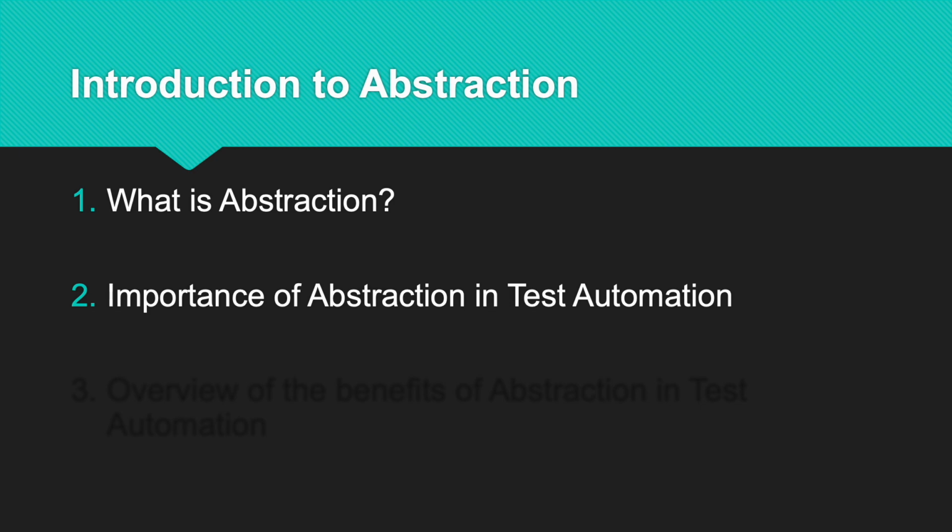The question comes in our mind why it is important to apply abstraction in test automation. The simple answer is it plays a crucial role in the work of a test automation engineer by enabling them to design, develop, and maintain efficient and adaptable test automation solutions. By leveraging abstraction effectively, test engineers can streamline their testing processes, enhance test coverage, and deliver high-quality software products.